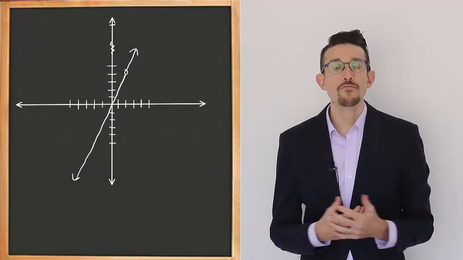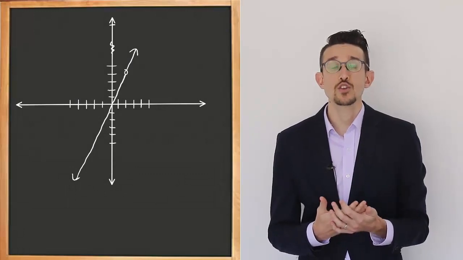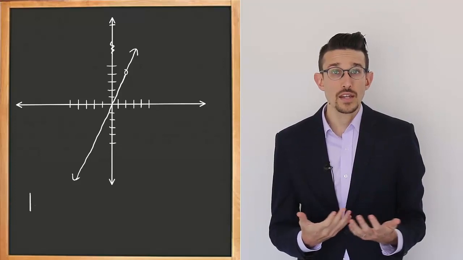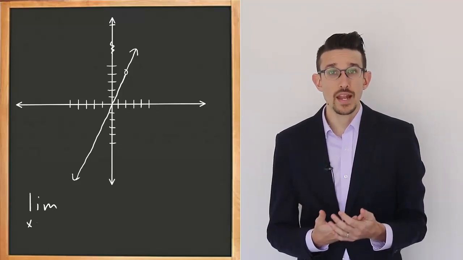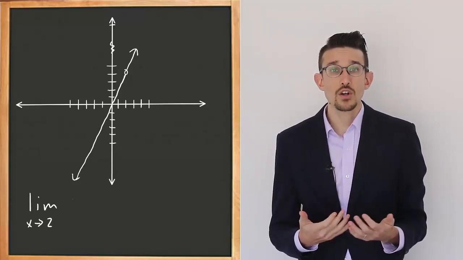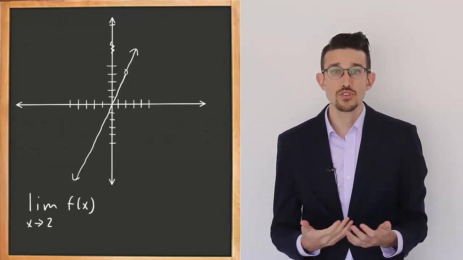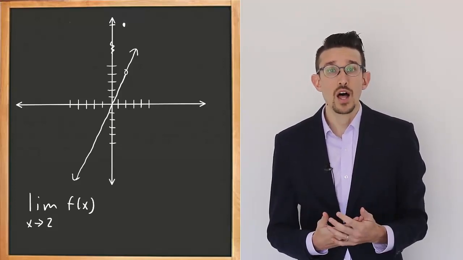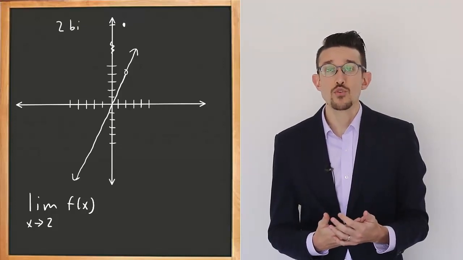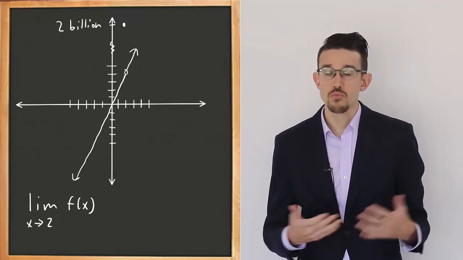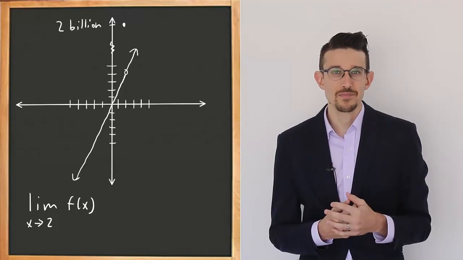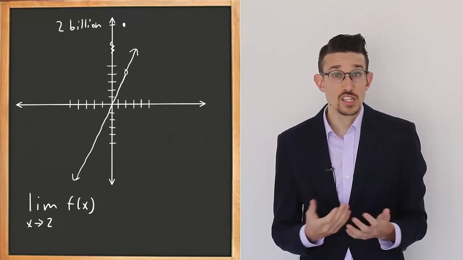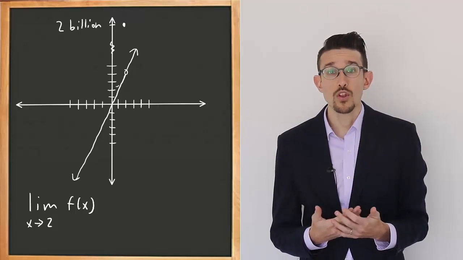The best way that I've found to introduce these ideas is graphically. Let's take a look at a graph of a line that's just missing one point at x equals 2. And let's talk about the limit as x approaches 2. So everywhere on this graph we just have a normal line, except right here at 2 where suddenly the value jumps to 2 billion. So what's the value of the limit as x approaches 2? Is it 2 billion? Well, no.